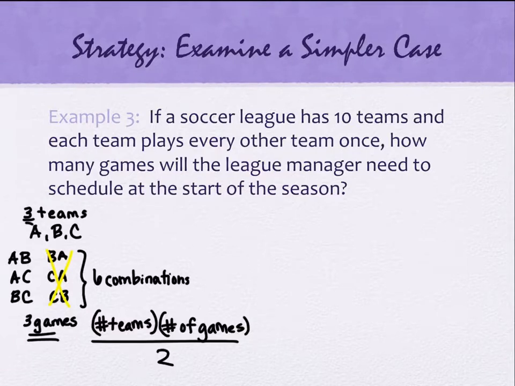We can take a look at where those numbers came from. Why did I get 6? Well, I got 6 really because it was 3 times 2: 3 teams, 2 games each. And then I divided by 2 because I double counted everything. So if I have 10 teams, what's going to happen?